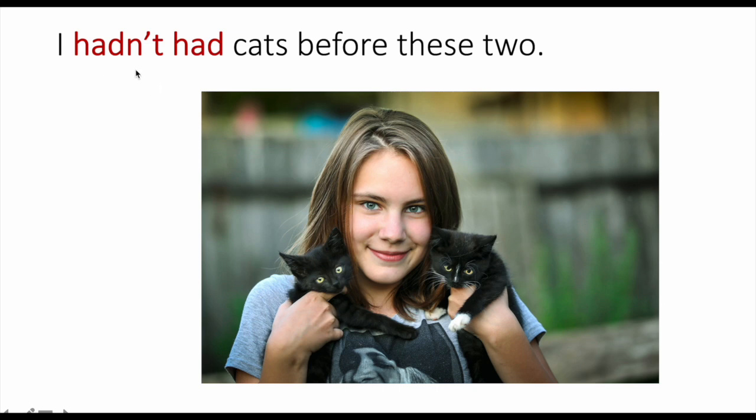She wants to show that before these two, she never had cats. So we should put it here as a fixed phrase, and also we need the past participle of the verb have, which is had. That's why you can see two had here. Don't get confused.